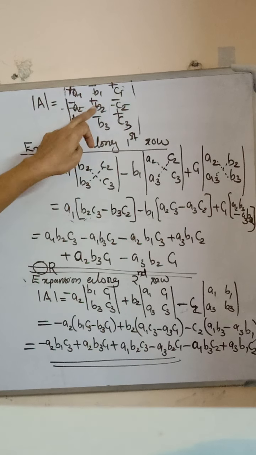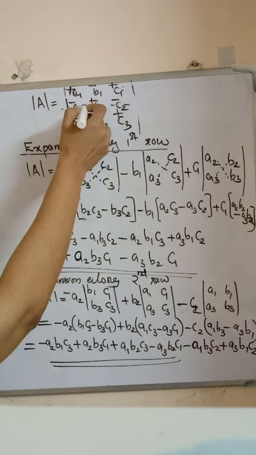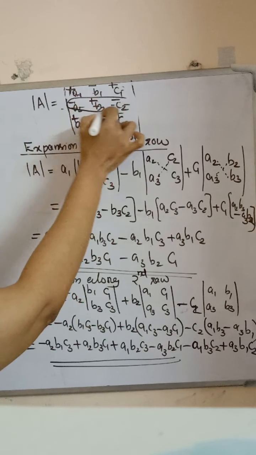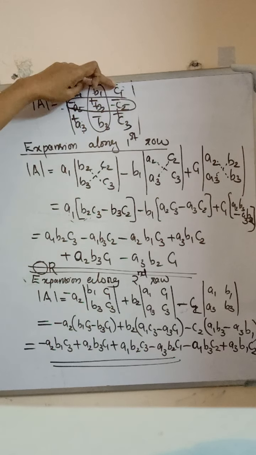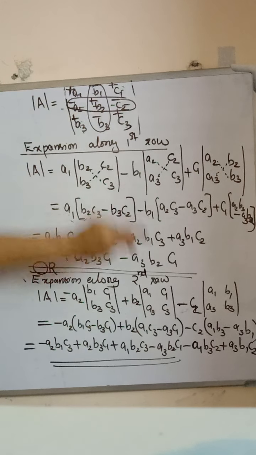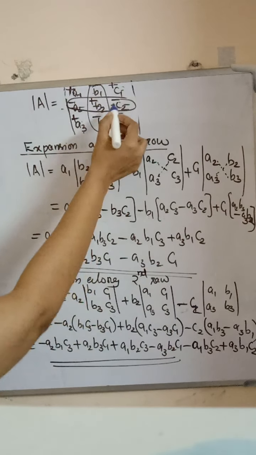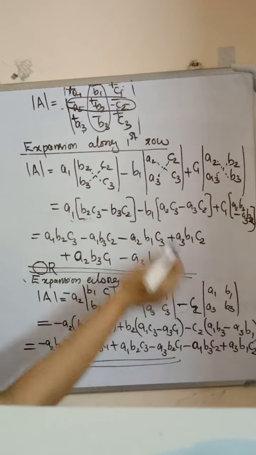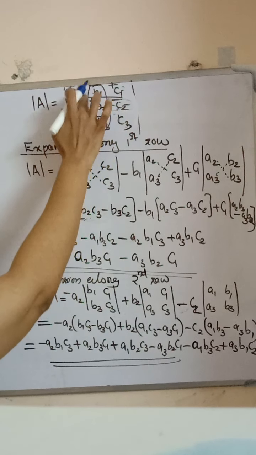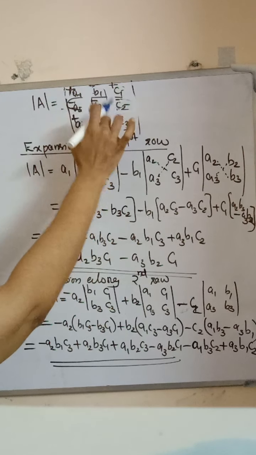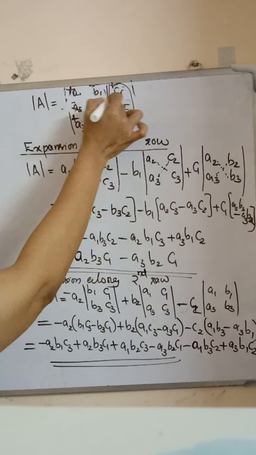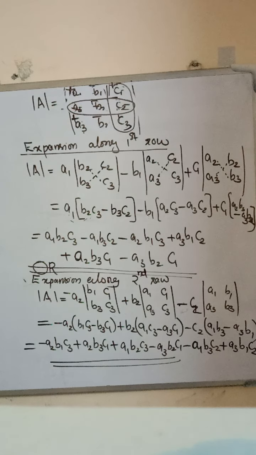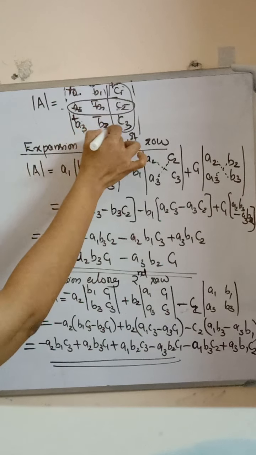Plus B2 into, here we delete the row including B2 and the column including B2. We get A1 C1, determinant A1 C1, A3 C3. Then minus C2. Second row, third column is minus C2. Minus C2 into, we delete the row and column in which C2 belongs. So we delete the third column and the second row. We get the determinant A1 B1 and A3 B3.